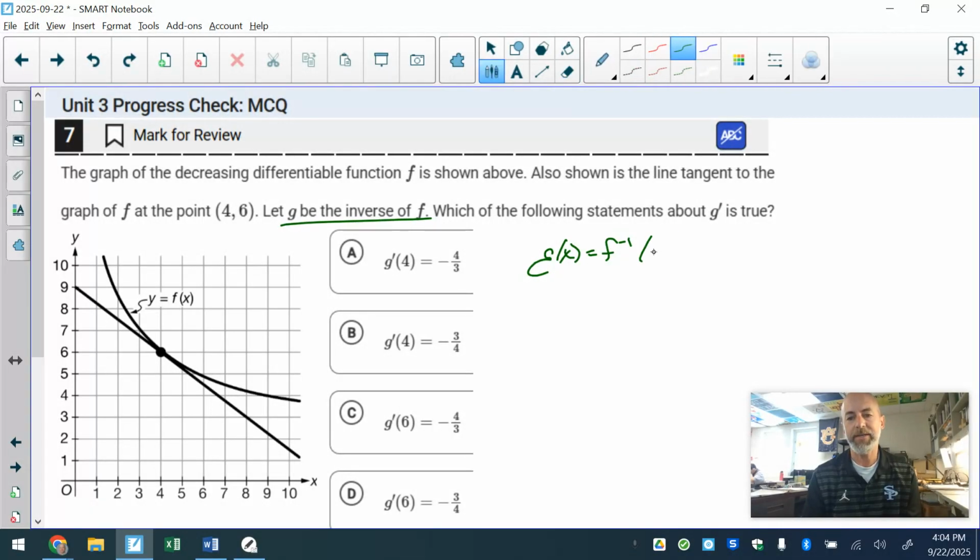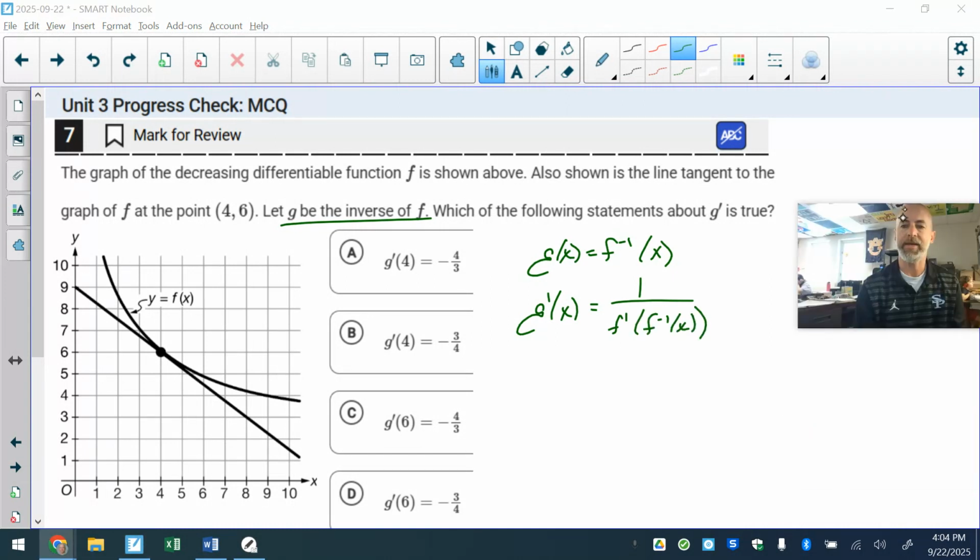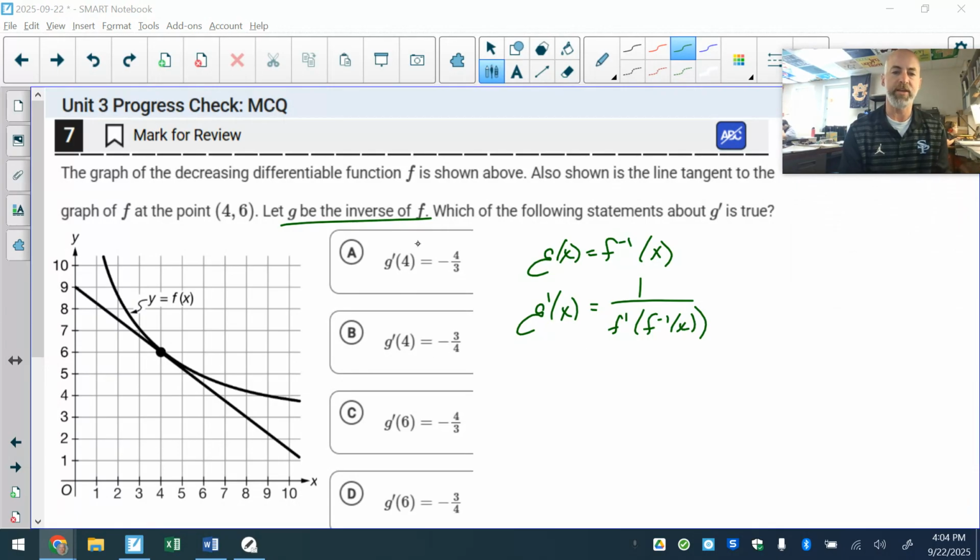And then I am seeing questions and statements about g prime of x, and so here comes that inverse derivative thing that we really didn't have much time to hammer home, all because of that stupid power outage. We did what we could Friday, but the formula for the derivative of an inverse is 1 over f prime of f inverse of x, and this question is asking about the value of g prime of 4 and g prime of 6. So let's work both of those out and see what we can figure out.